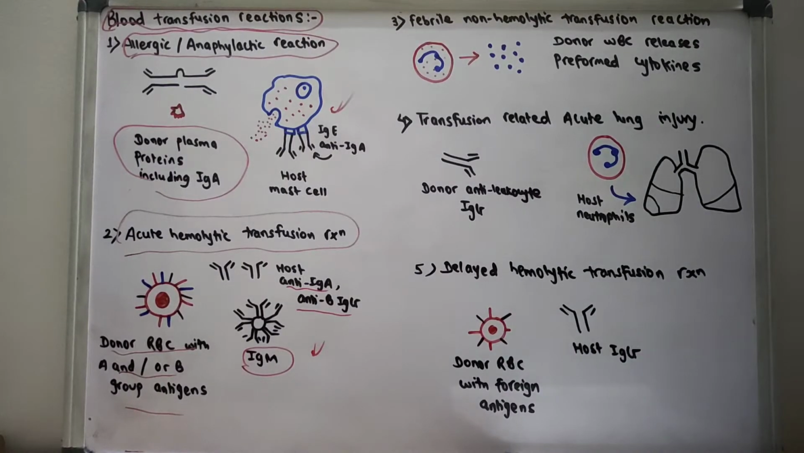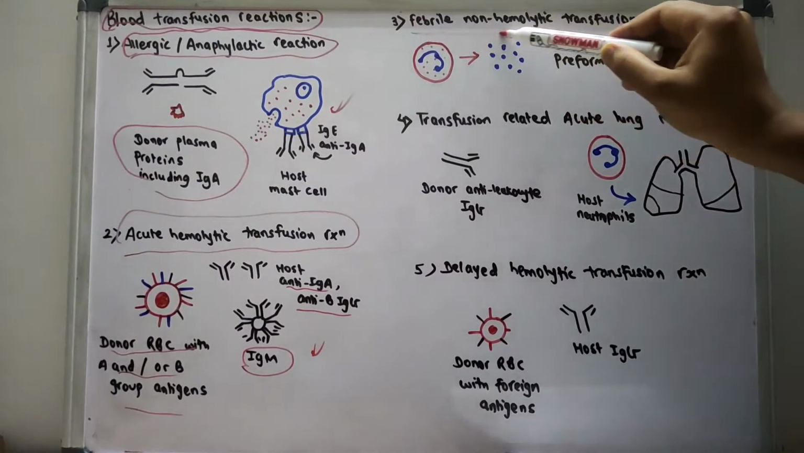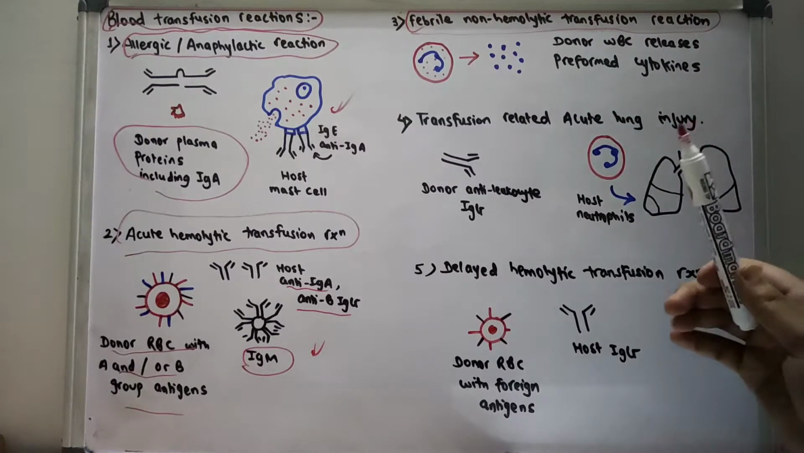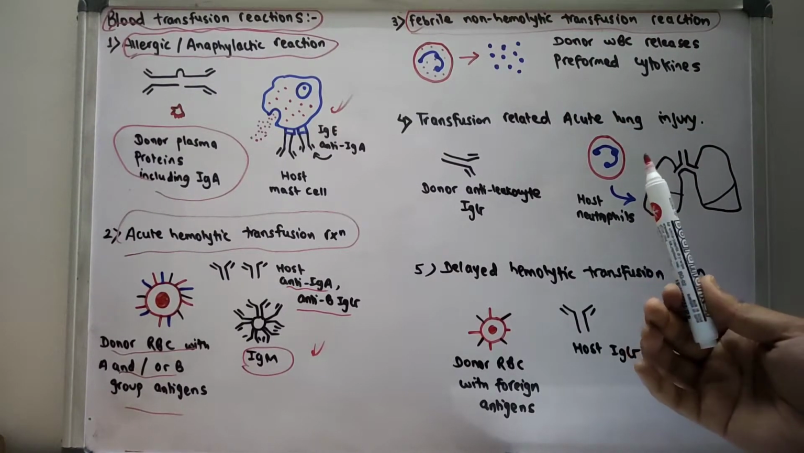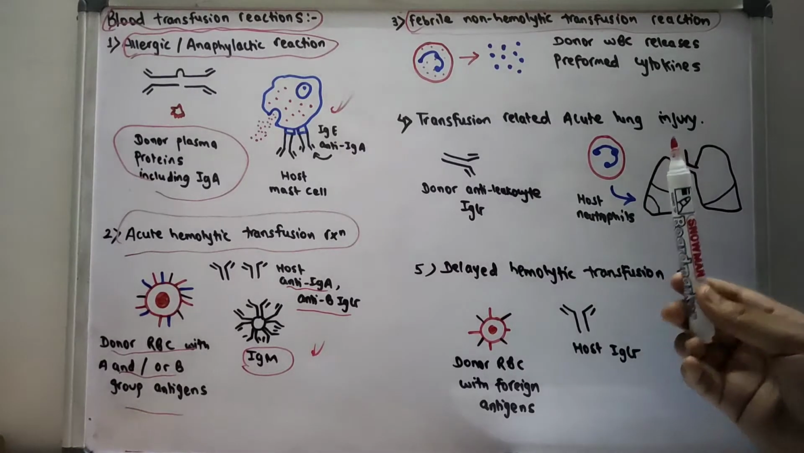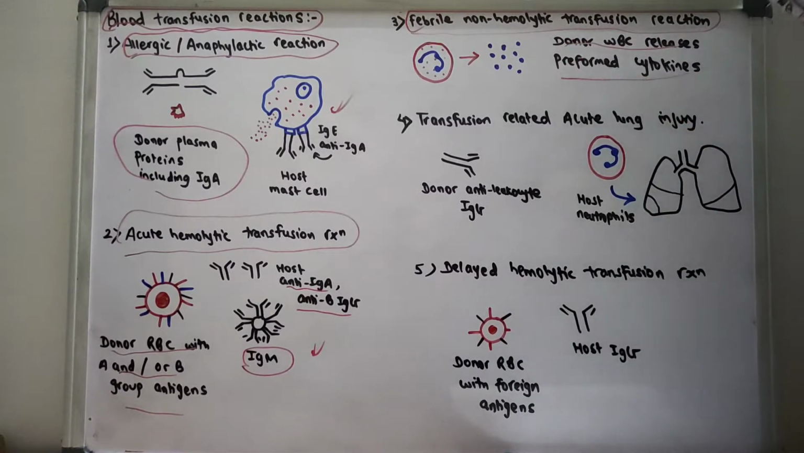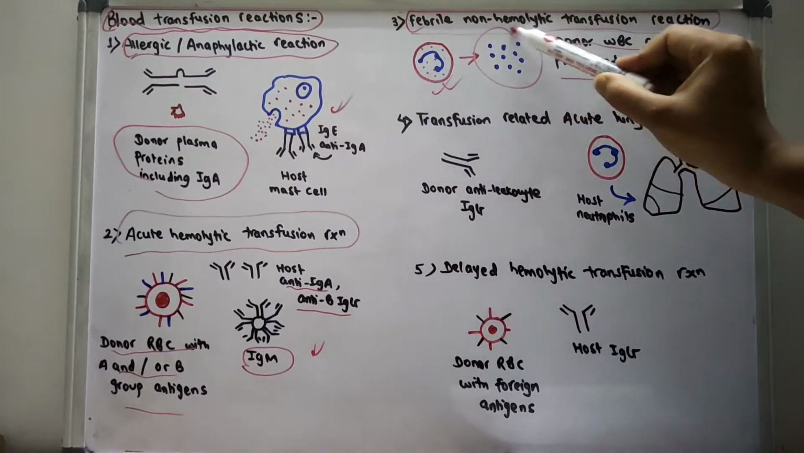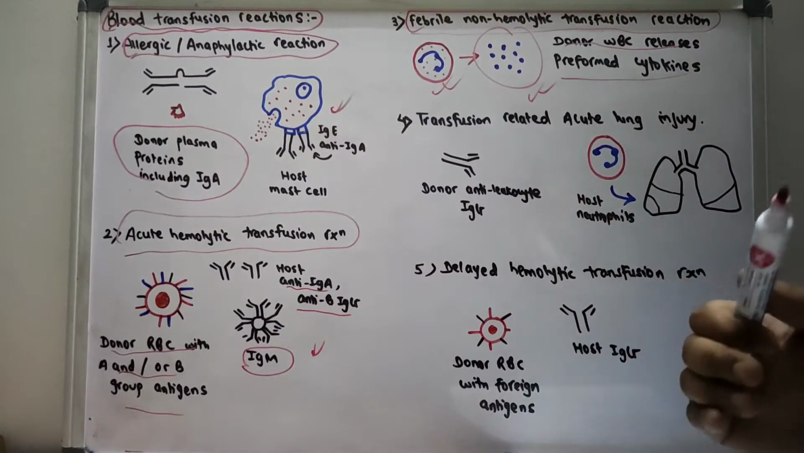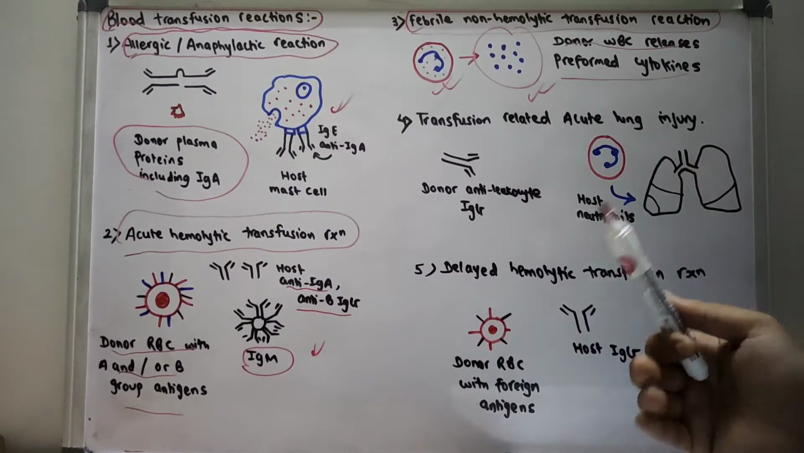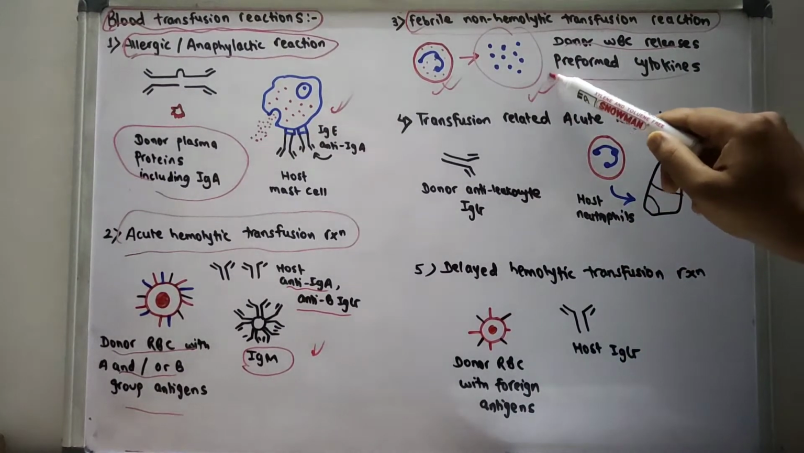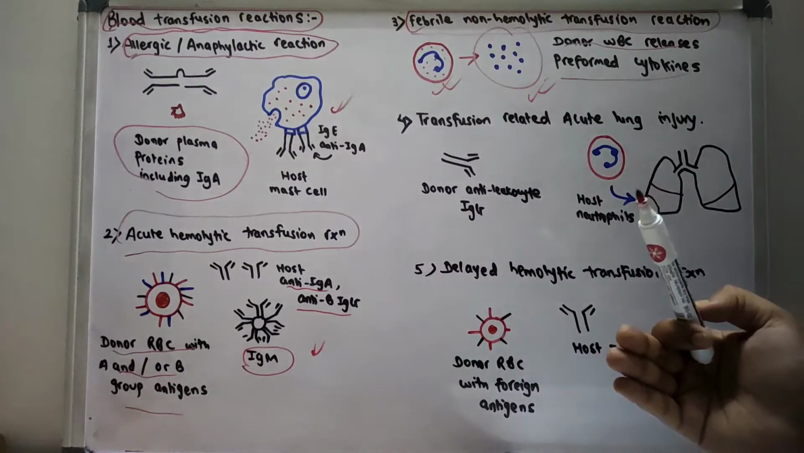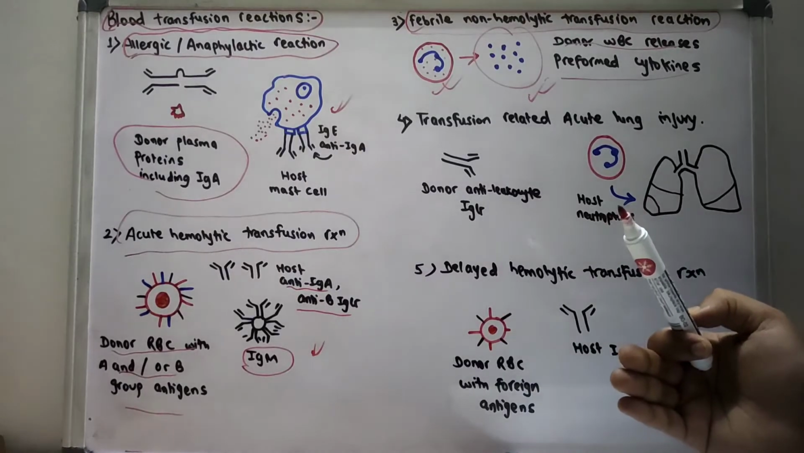Now let us talk about the febrile non-hemolytic transfusion reaction. In the febrile non-hemolytic transfusion reaction, the donor WBC releases preformed cytokines, which cause the various clinical manifestations. The cytokines secreted by the donor WBC accumulate during the storage of the blood product. So the reaction is prevented by leukoreduction of the blood products.